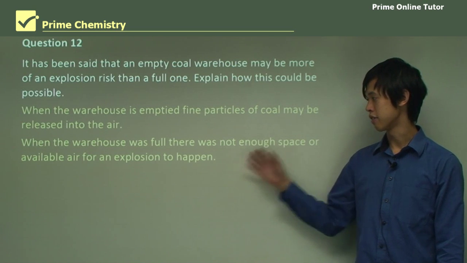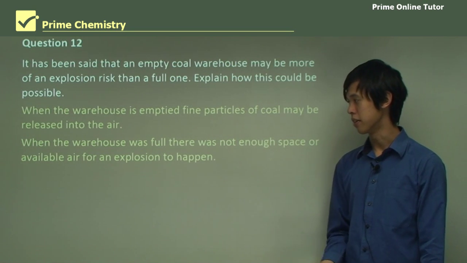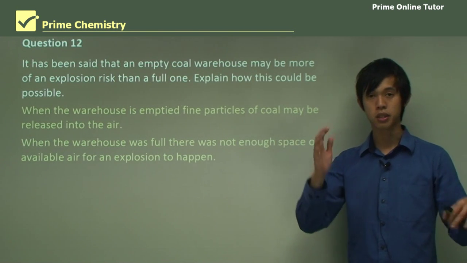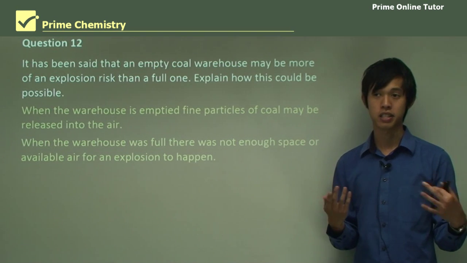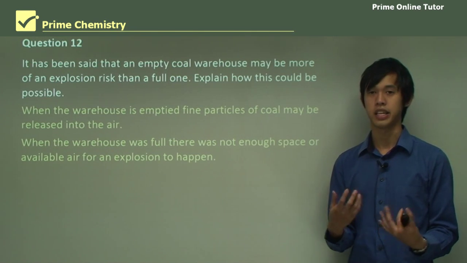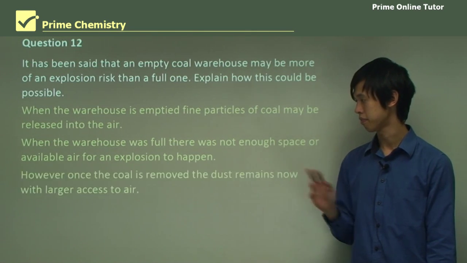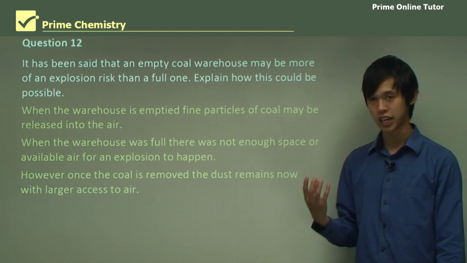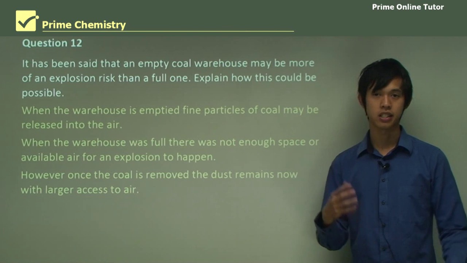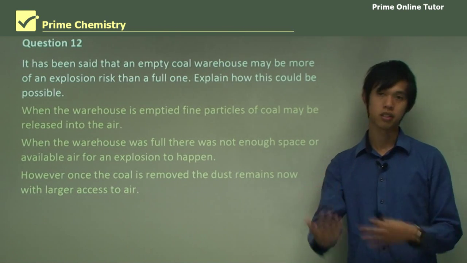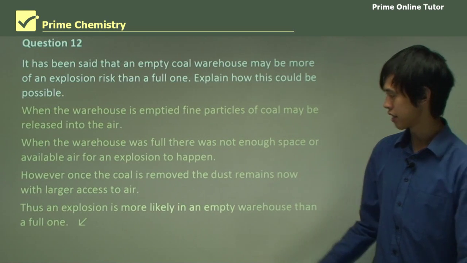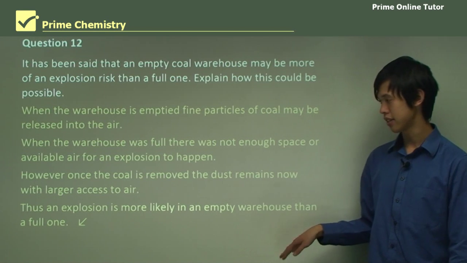When the warehouse was full, there was not enough space or available air for an explosion to happen. Okay, so even if the coal dust was in the air, there would be less air space available, and also the coal would have burned very slowly anyway, taking up even more of that air. However, once the actual coal is removed, the dust remains, now with larger access to air and more space to mix more homogeneously. Thus, an explosion is more likely in an empty warehouse than a full one.